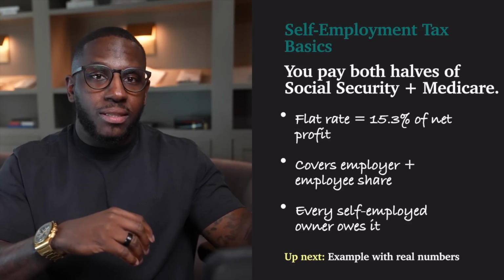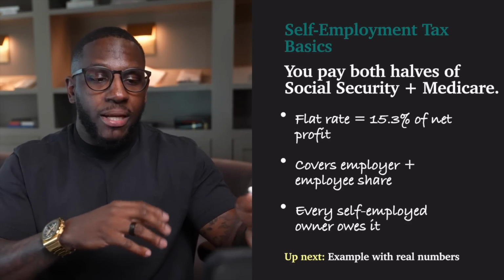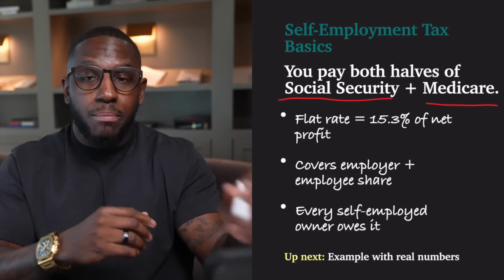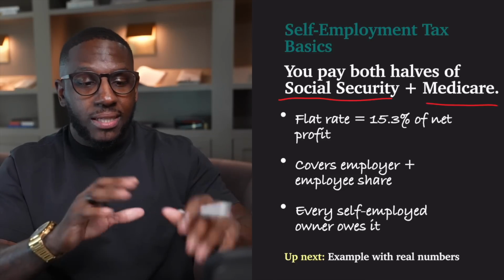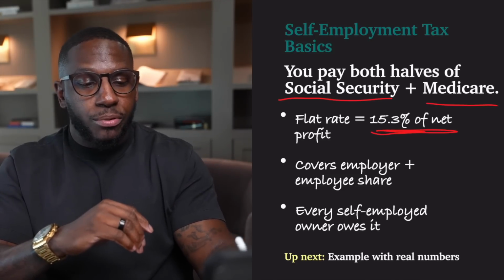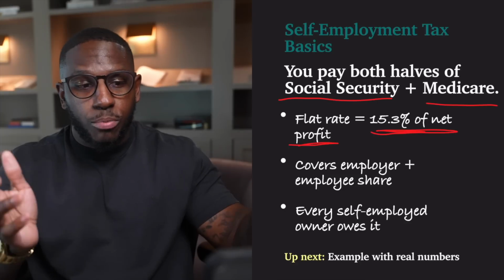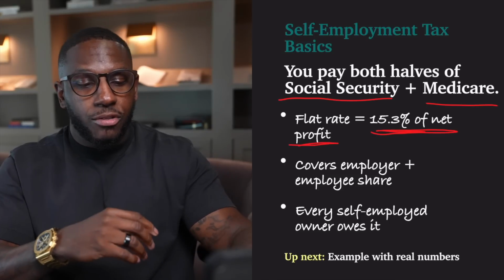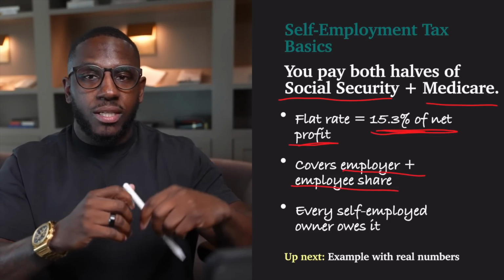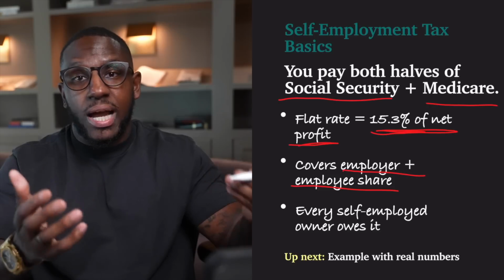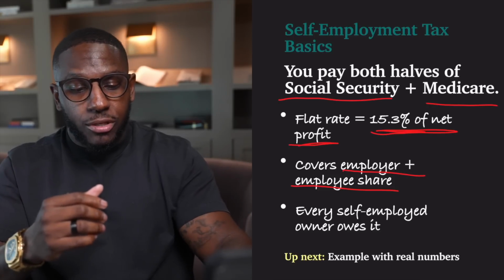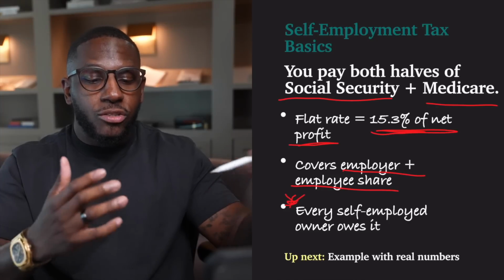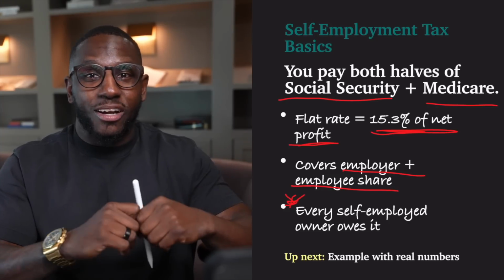So let's go a little bit more into detail on self-employment tax, because you pay both halves of self-employment tax, that being Social Security and Medicare. And that tax is a flat rate of 15.3% of net profit, not your gross profit, 15.3% of net profit. So that covers the employer share and the employee share, right? Because you're basically acting as both. And every self-employed owner owes it, unless you do what we're going to talk about a little bit later in this video.